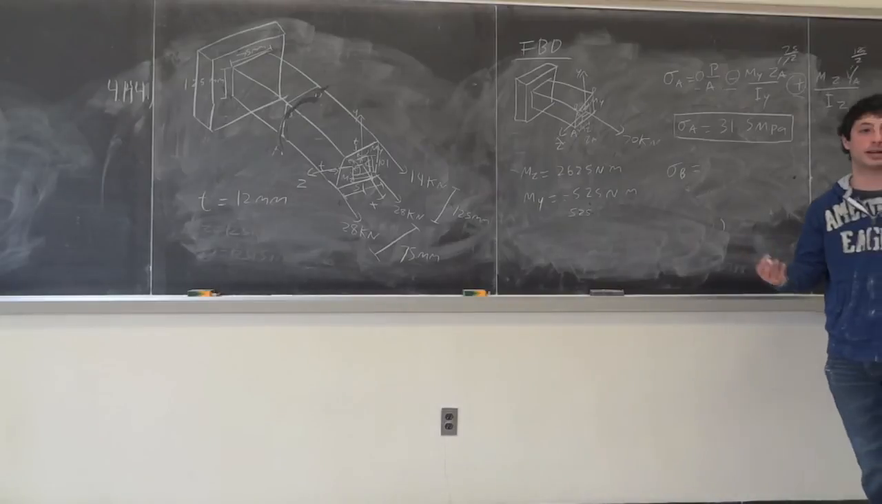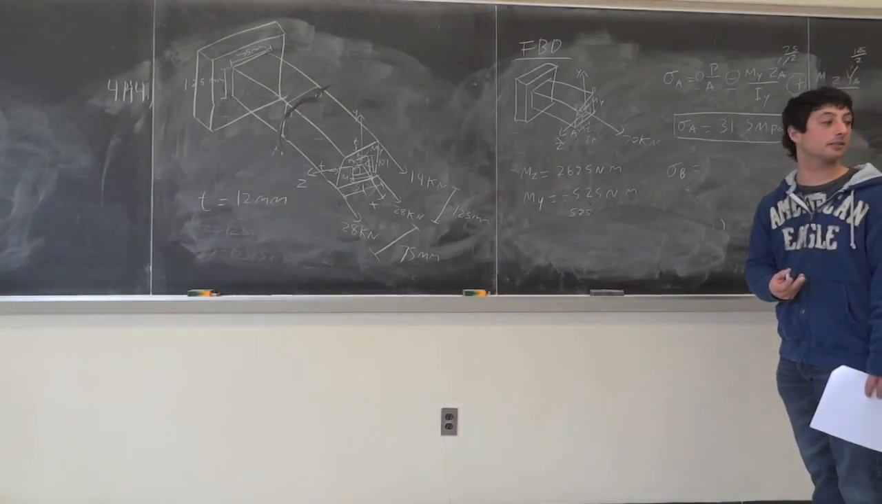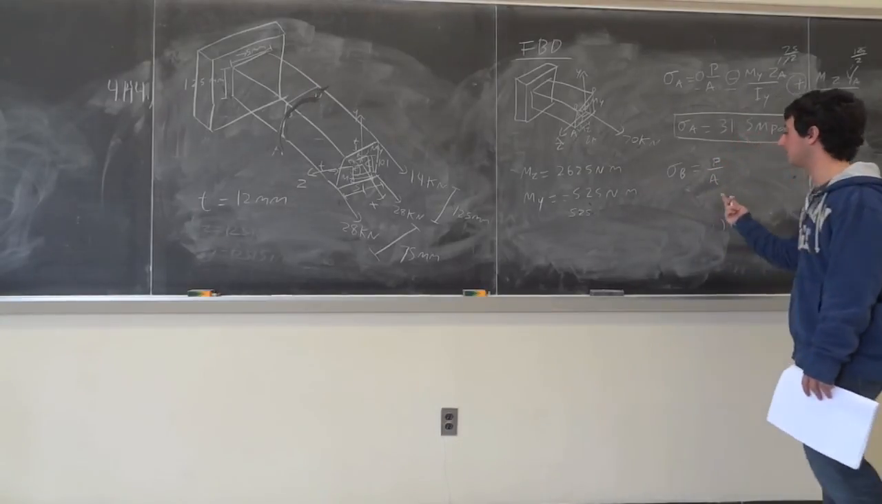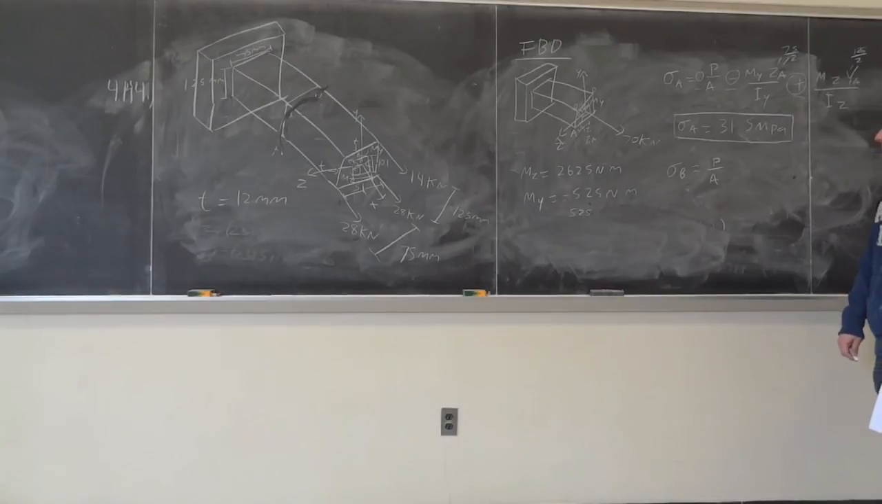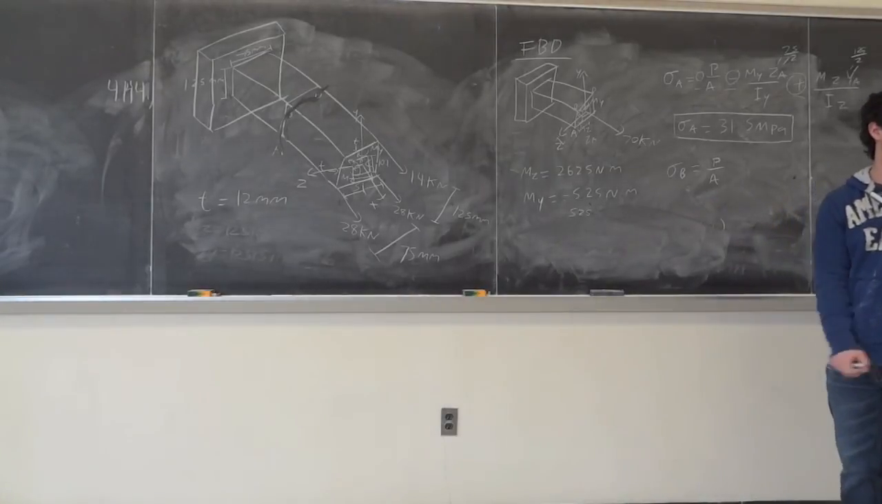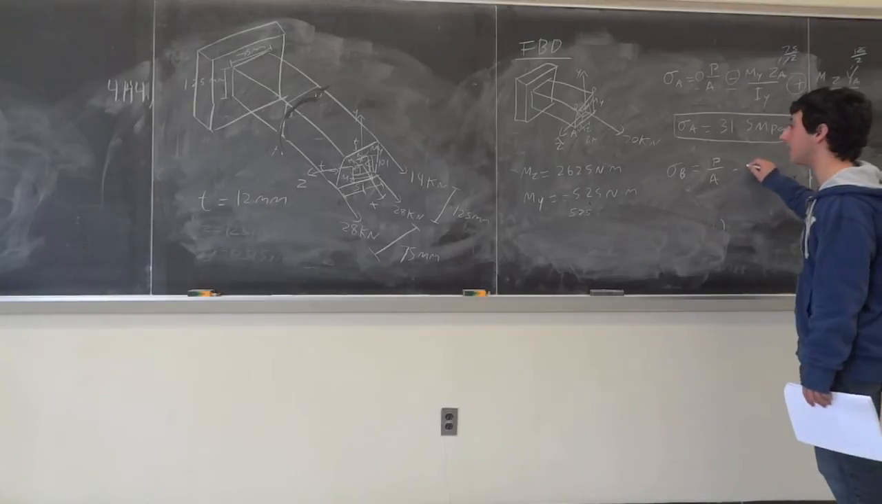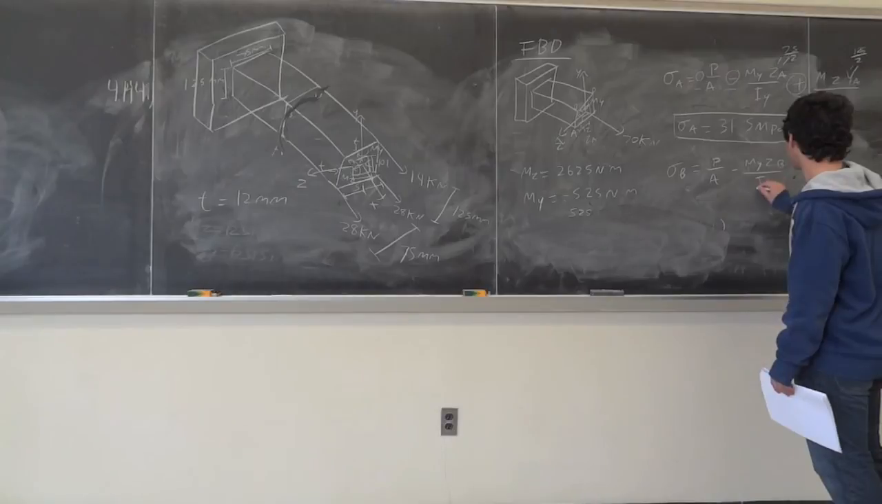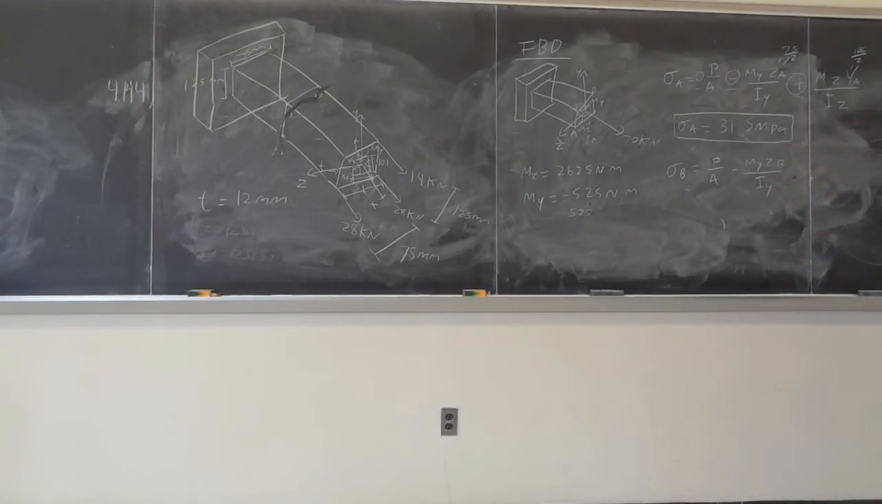P over A is plus or minus? It's positive, it's still in tension. So it's P over A, that term always stays the same. So now how about the moment around the y-axis, where we're looking at point B? Is it going to be in compression or tension? Compression, exactly. So it's minus My zB over Iy. And then what about for Mz? It's in compression again. So it's minus Mz yB over Iz.